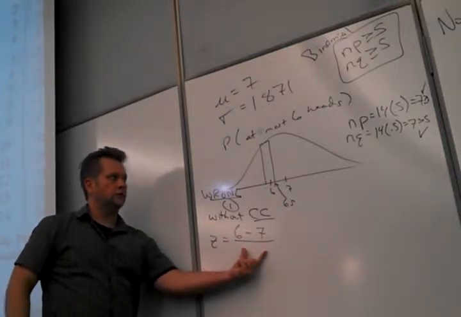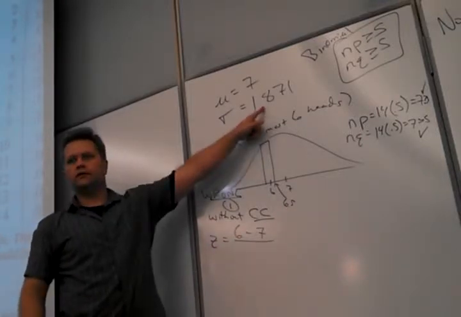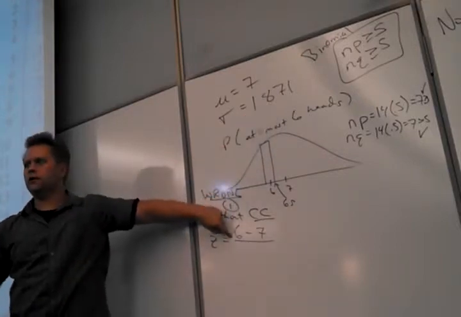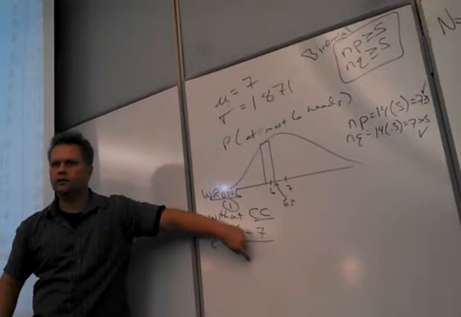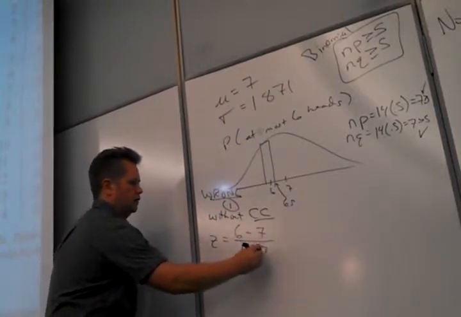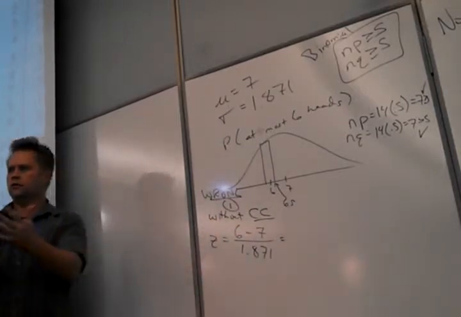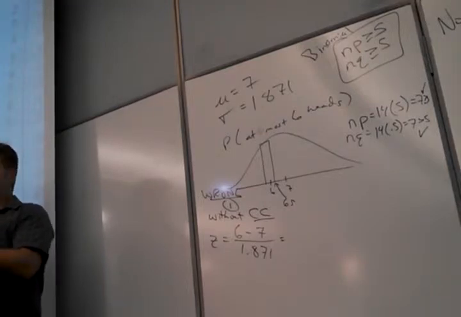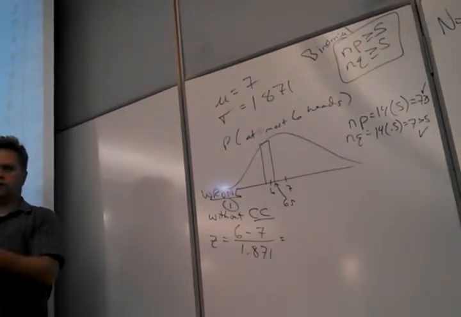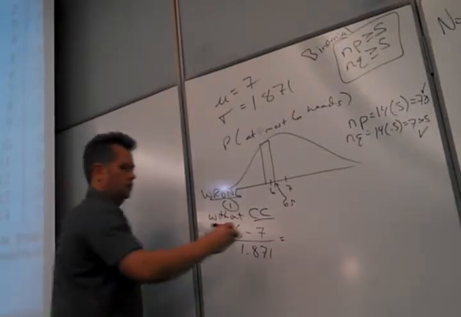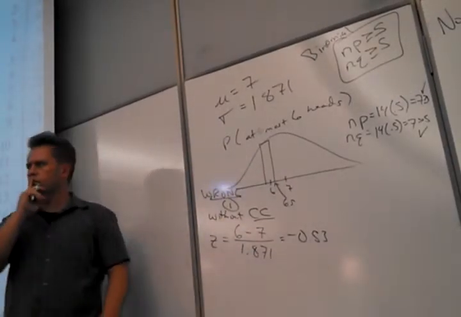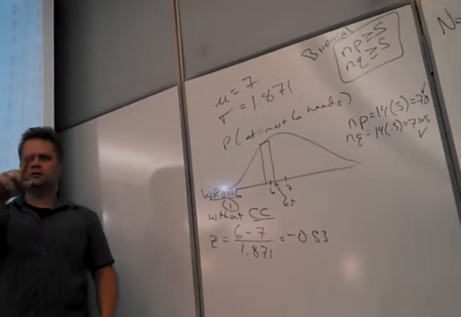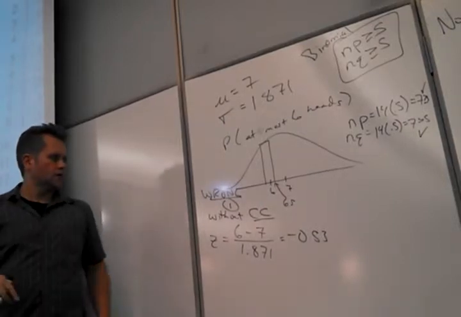6 minus 7 over 1.871. The z-score formula really never changes: our data minus the middle, divided by the standard deviation. And what do you guys get for that? Somebody help me out. Negative 0.53. Confirmation, yes, okay, all right.